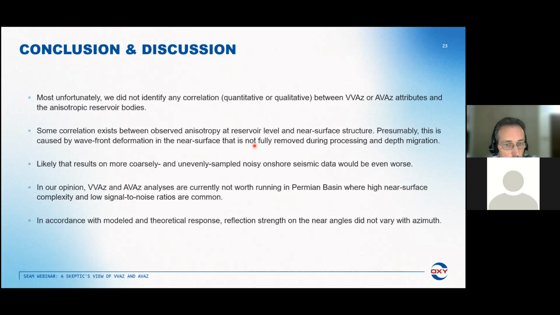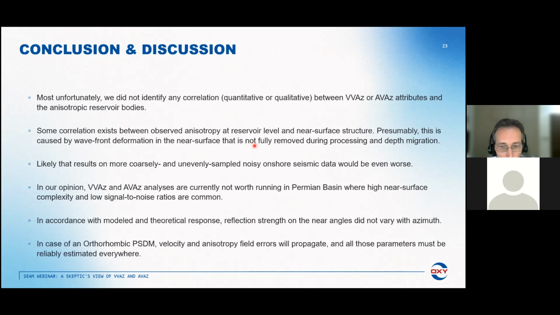A side conclusion, in accordance with modeled and theoretical response: the reflection strength of the near angles did not vary with azimuth, or it has very little contribution in the story. You could say we should have run orthorhombic PSDM, it might have been better, but you will have more terms to estimate, which you know even less about. And those errors will certainly propagate.